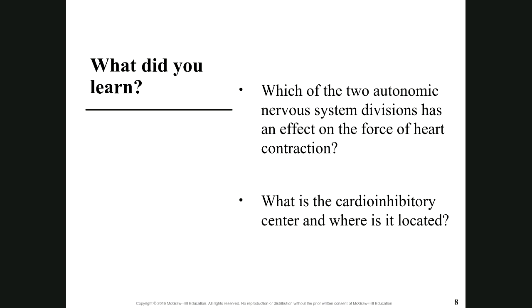In this part, you can answer these two questions. Which of the two autonomic nervous system divisions have an effect on the force of heart contraction? And what is the cardioinhibitory center and where is this center located?